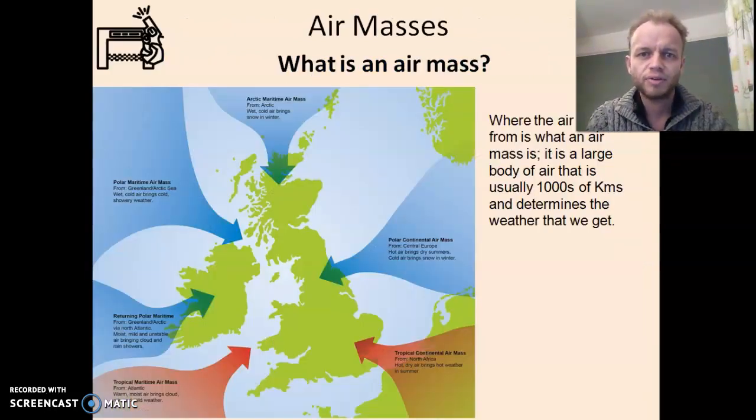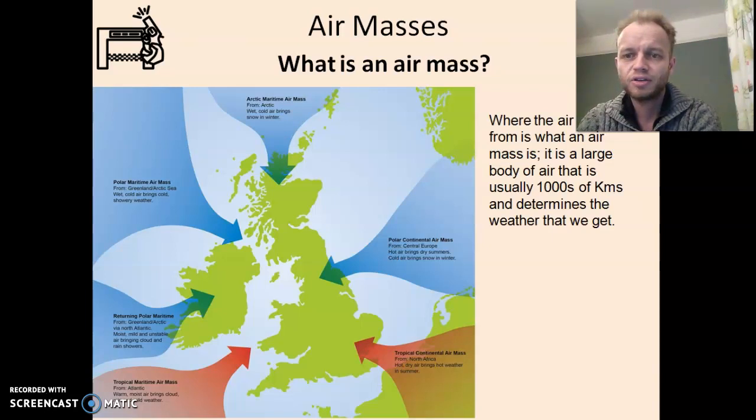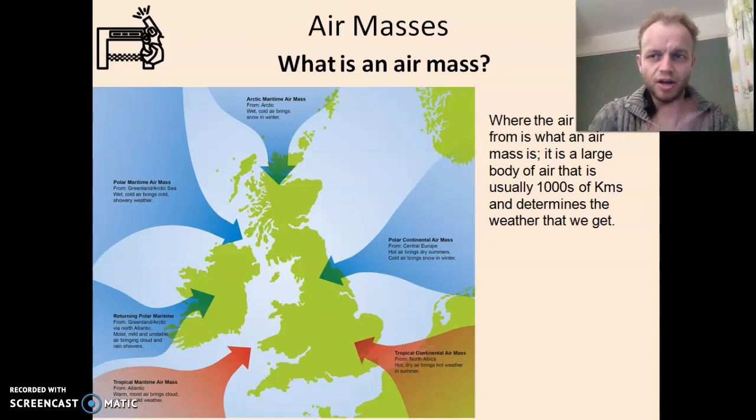So in your books, I'd just like you to write down a mini title, what is an air mass, and then write down where the air is coming from is what an air mass is. It is a large body of air that is usually thousands of kilometers long and determines the weather that we get. Okay, so you can see here a more detailed picture of our climate. We're going to look at these in a minute. Okay, so I'll pause the video, take that down, and then we'll look at what kind of weather these air masses are bringing us.